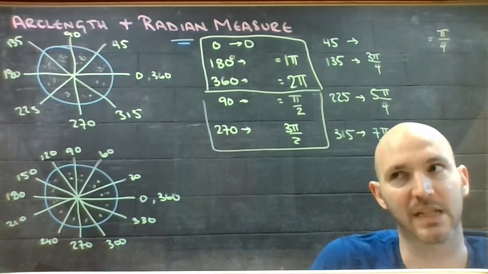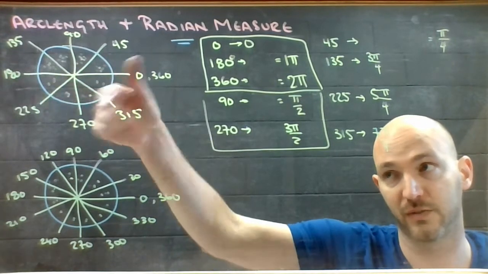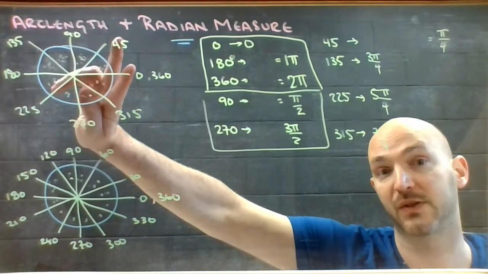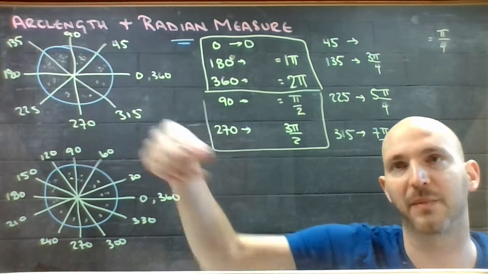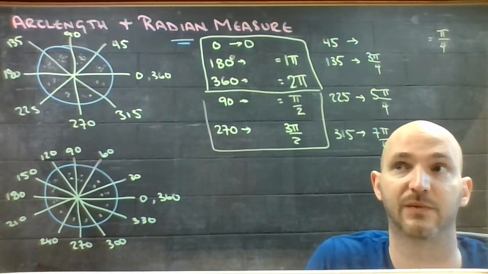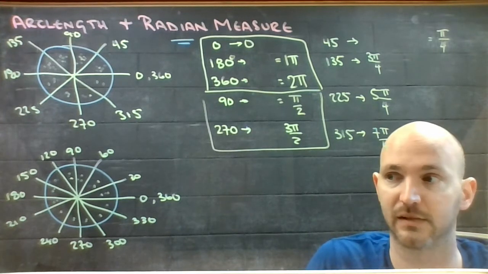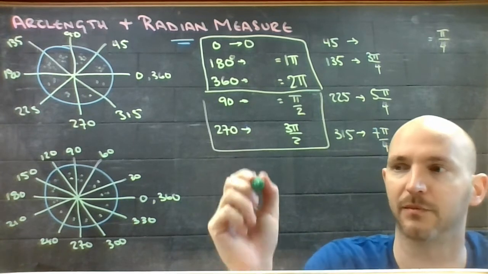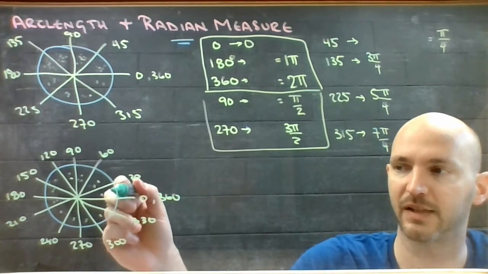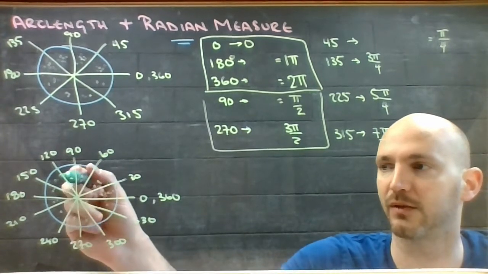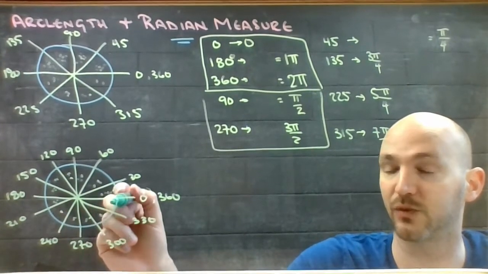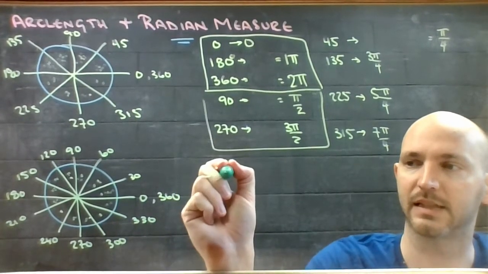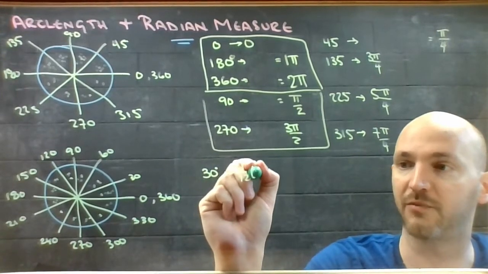So I'm just cutting the circle up into a certain number of chunks, assigning the size of the first chunk, and then just counting up the number of those chunks in order to determine the size of the angle in radians. So if I do that down here, 30 degrees, that's 1 out of 1, 2, 3, 4, 5, 6, 7, 8, 9, 10, 11, 12. So a 30-degree wedge is the same as 1/12 of my reference circle.